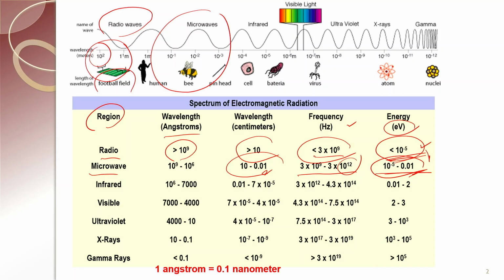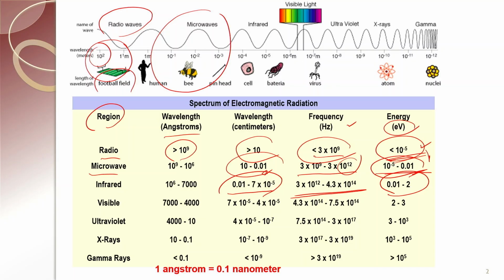Next comes infrared. Infrared we get from different sources. Here the wavelength is much lower than the microwave or radio wave, and the frequency is higher, and as the frequency is higher, the energy it is carrying is higher than microwave.